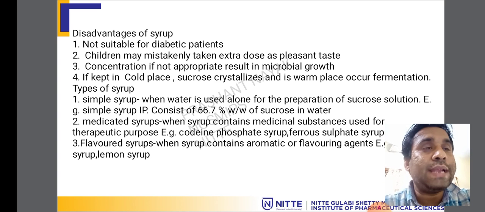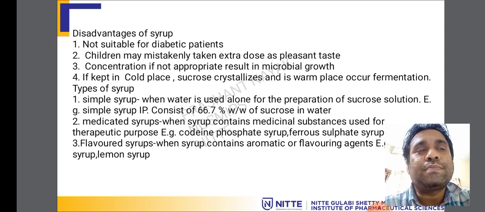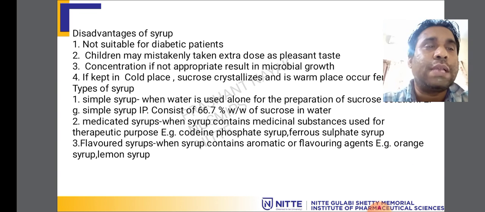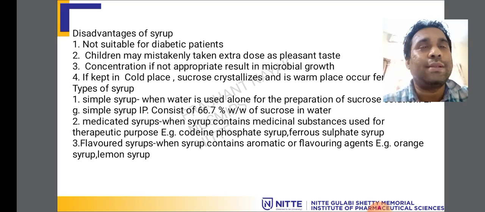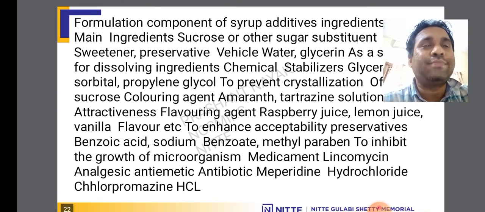Next one is medicated syrup. Syrup containing medicinal substances used for therapeutic purposes. Examples: codeine phosphate and ferrous sulfate syrups. The next one is called flavored syrup. When syrup contains aromatic or flavoring agents, for example, orange syrup and lemon syrup. So these are all the syrup formulations which can be made.